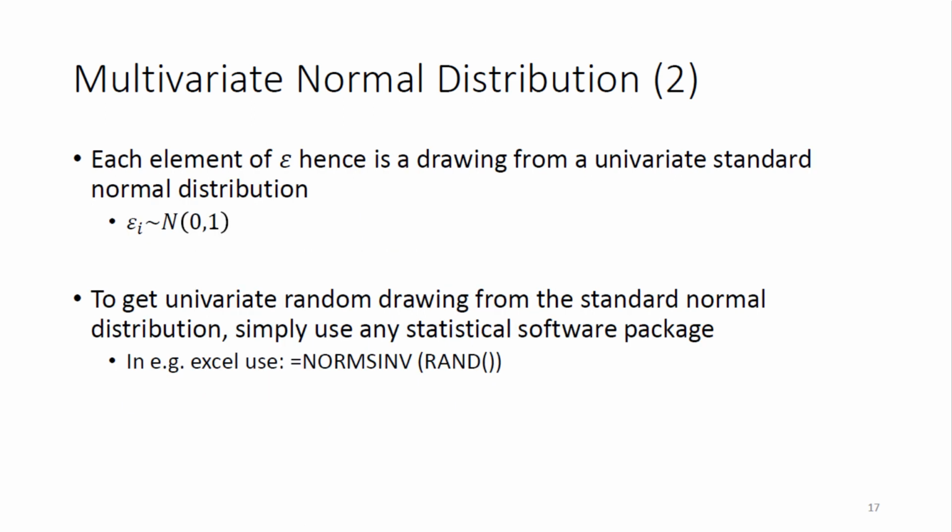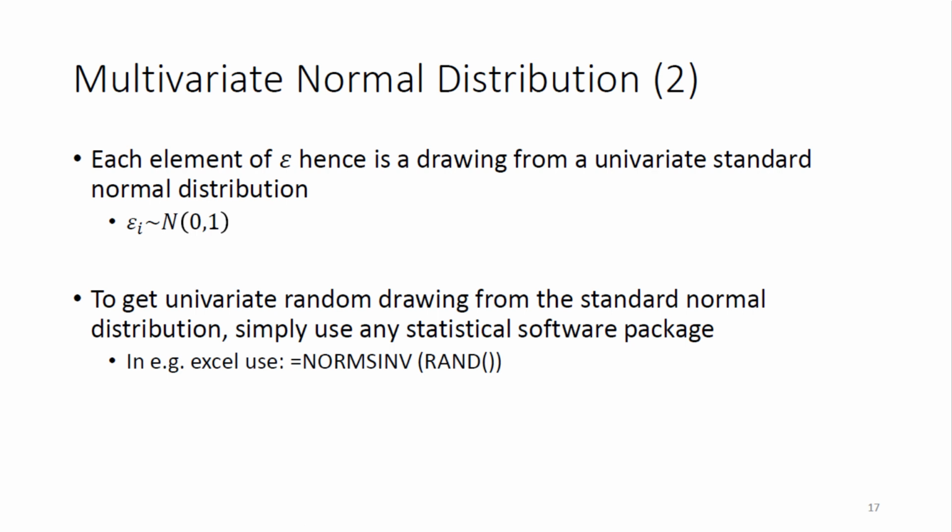So each element of epsilon, in fact, is a univariate standard normally distributed variable. I denoted that with epsilon_i, which is one drawing. It's normally distributed with 0, 1. And there it's very easy to get drawings from a standard univariate normal distribution variable, because basically every statistical software package has standard routines for that.